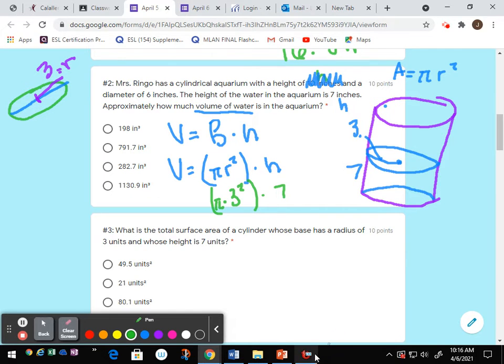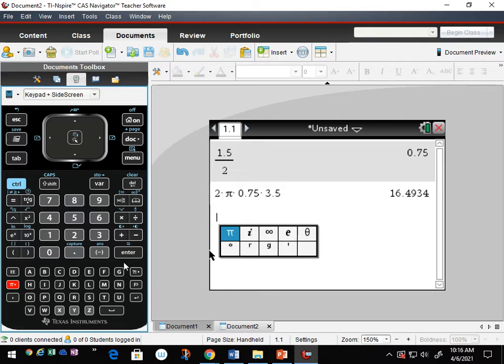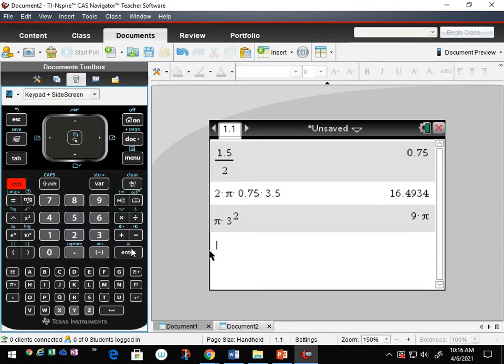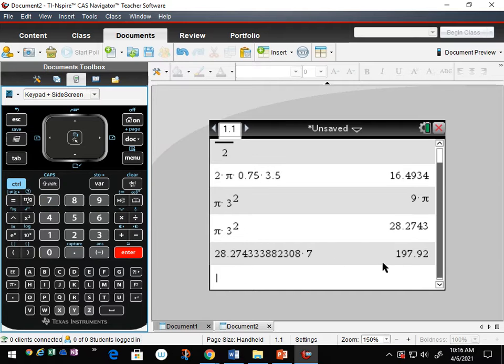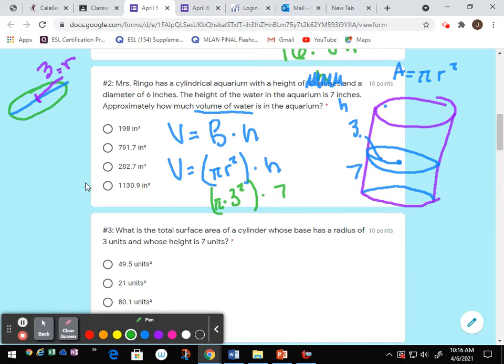All right, let's go plug this in the calculator. So we have pi times 3 squared. And we get this, and we multiply it by the height of 7. We get 197.9. Okay, 197.9 inches cubed. It's cubed because we found the volume. Okay, we can see answer choice A is correct. If we round this up, we'll get 198, which is the exact answer for number 2.